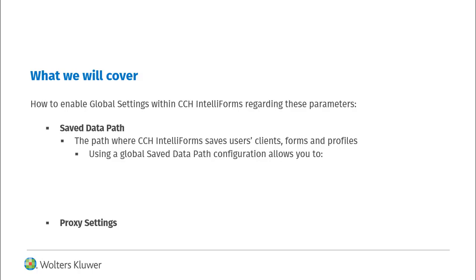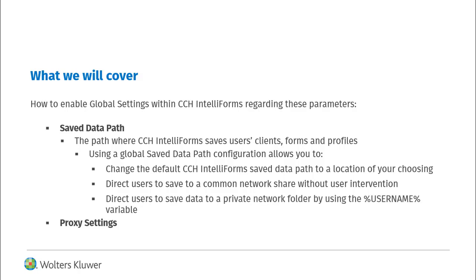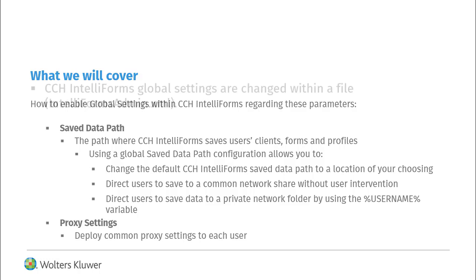Using a global Save Data path configuration allows you to change the default CCH IntelliForms Save Data path to a location of your choosing, direct users to save to a common network share without user intervention, and direct users to save data to a private network folder by using the username variable. Finally, in our proxy settings scenario, we will cover deploying common proxy settings to each user.